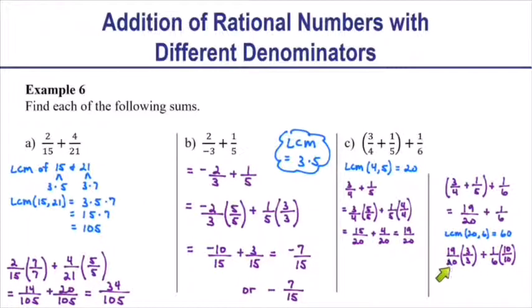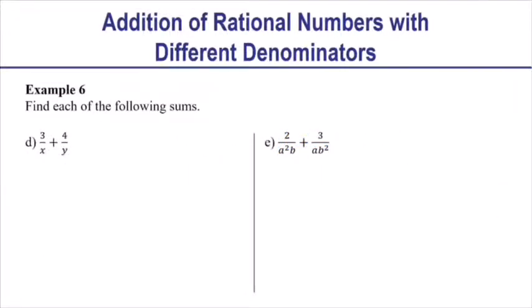So 19/20 times 3 over 3 gives us 57 over 60. 1/6 times 10 over 10 gives us 10 over 60. And then 57 plus 10 is 67 over 60. And now this fraction cannot be simplified, but it could be converted to a mixed number if we wanted to do that. However, we're not required to do that because this is not a mixed number problem. So I'm just going to leave this answer in improper form, and that's perfectly fine.